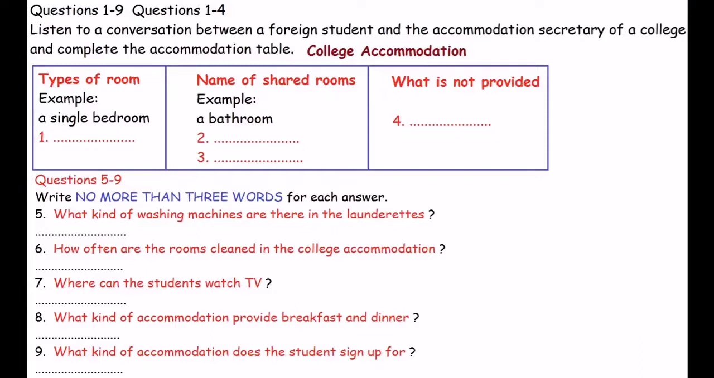Now turn to Section 1. Section 1. You will hear a conversation between a foreign student and the accommodation secretary of the college at which he has enrolled. Listen to the conversation between the student and the accommodation secretary, and complete the accommodation table. Write no more than 3 words or numbers for each answer. Look at questions 1 to 9 now.